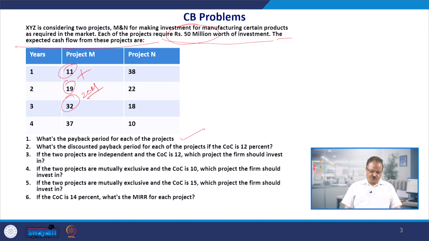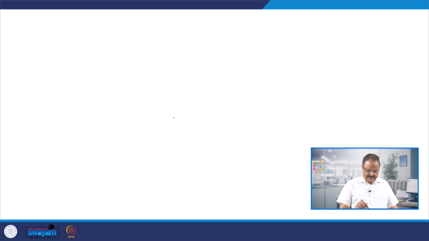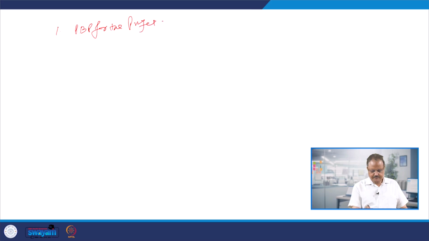But if you want to calculate the exact payback period, let's calculate it for the first project, that is project M. This is the first question we are going to answer: the payback period for the project M. For calculating this, you have to use one formula to calculate the exact payback period.